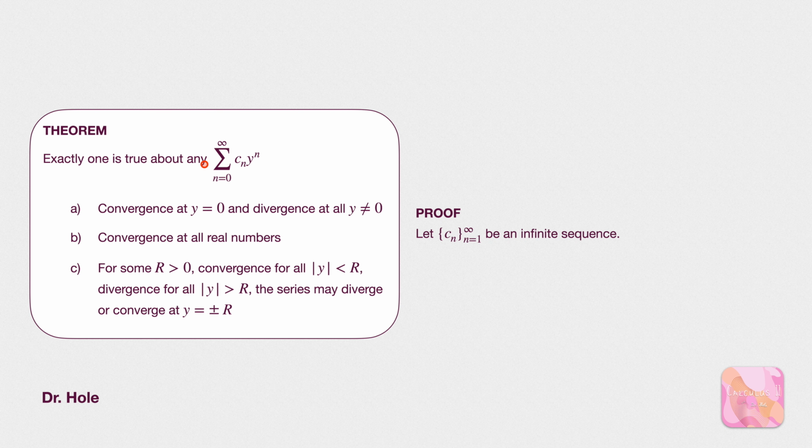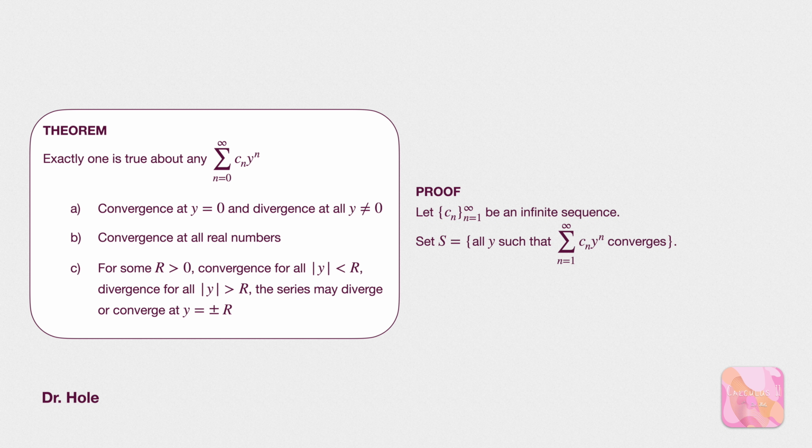All right, so to have this power series requires that we have a sequence of c_n's. So let's have a sequence of c_n's. And then let's make a definition. Well, this is a power series in the variable y. Let S denote all y's such that that power series converges. Okay. And then think of different possibilities.